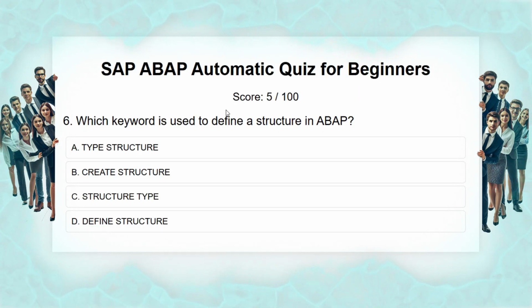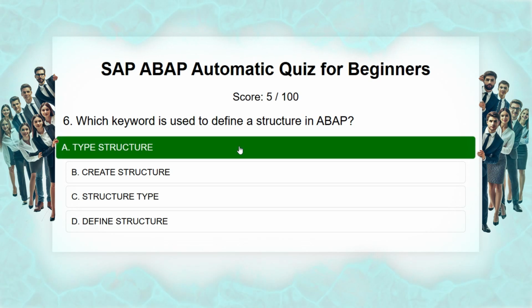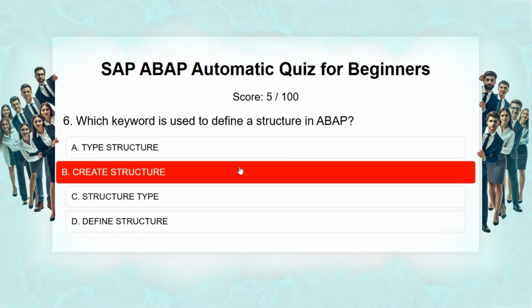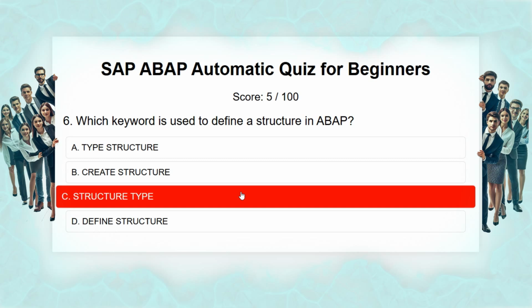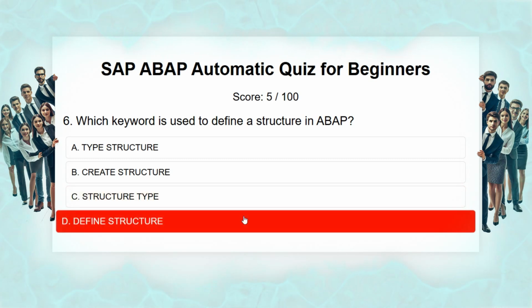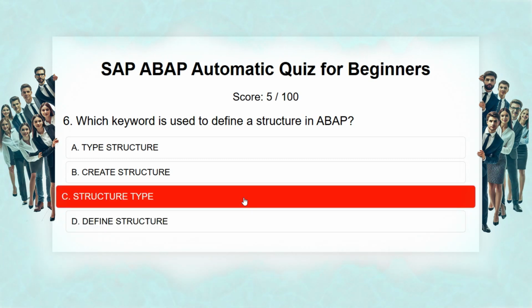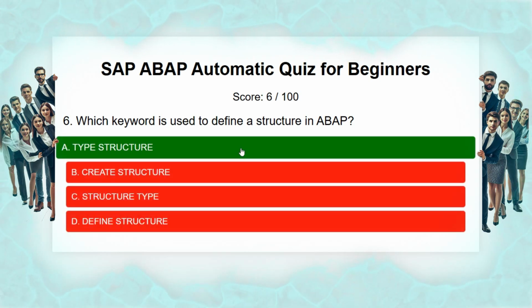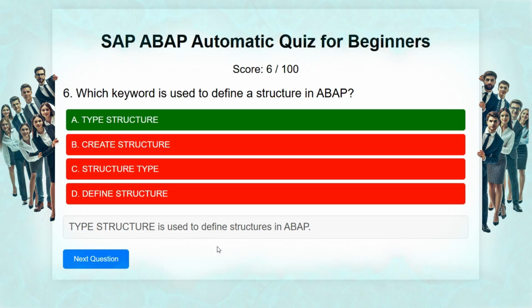6. Which keyword is used to define a structure in ABAP? A. Type structure. B. Create structure. C. Structure type. D. Define structure. Correct answer. Type structure is used to define structures in ABAP.